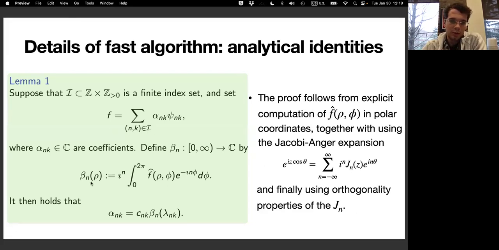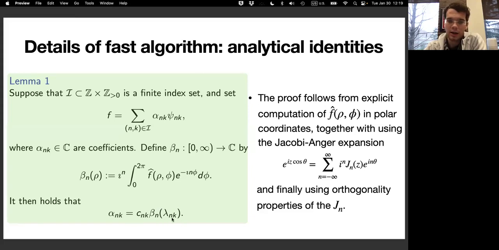What we do then is we define a helper function beta with this formula. So we take the Fourier transform of f and we evaluate it in polar coordinates like this. So rho is the radius and phi is the angular part. So we take this Fourier transform and then integrate out the nth Fourier component in this way. That's going to be our beta. And if we now evaluate beta n at a very, very specific radius, then we actually retrieve our coefficients alpha.